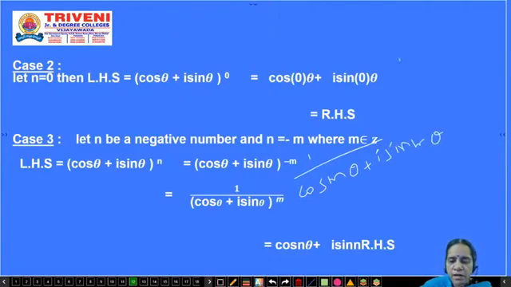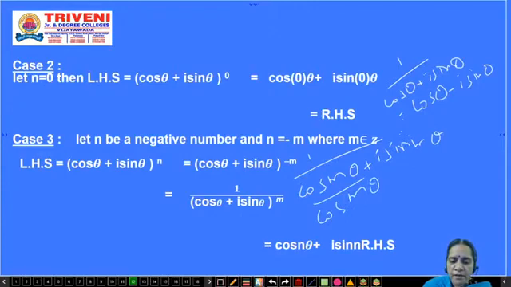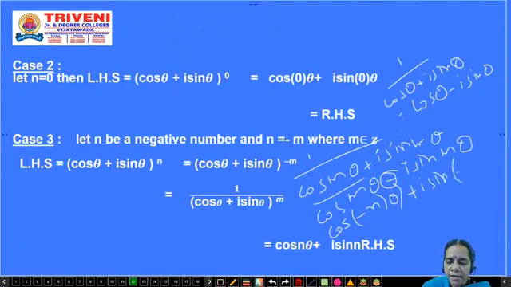In the previous class, we wrote 1 by (cos theta plus i sin theta) as cos theta minus i sin theta, that is equal to cos of m theta minus i sin m theta, but that is not De Moivre's theorem. Here we have to write plus. That's why I am writing here cos of minus m theta plus i sin of minus m theta.